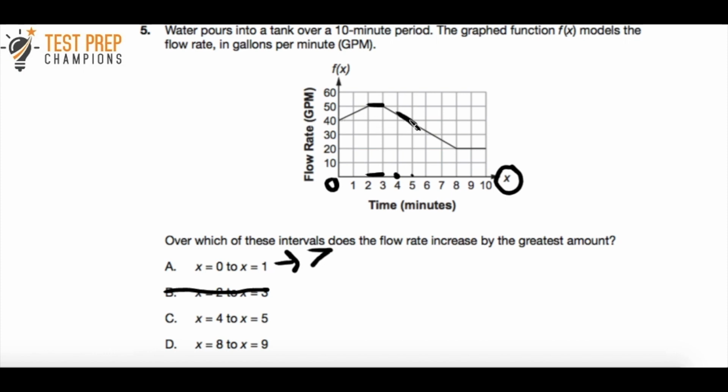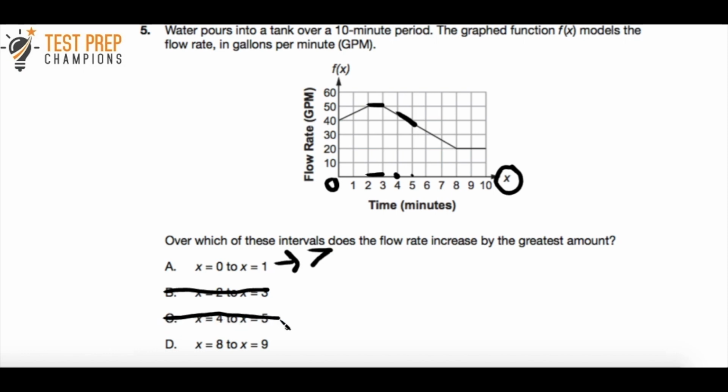Okay, so if we want to do a little bit of math here, we could say that at 4 minutes, maybe the flow rate is 47, something like that. Then at 5 minutes, it looks like it's maybe 38, something like that. So if we do 38 minus 47, what happens? Well, we're going to get a negative number, okay? And that should tell you that there's a decrease here. But you don't even really need to do any math. You can just visually see that, hey, the line is going down during this interval. So between 4 and 5 minutes, we see that the flow rate's decreasing. So this isn't going to be the answer.